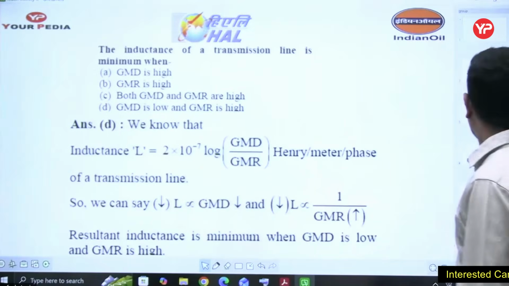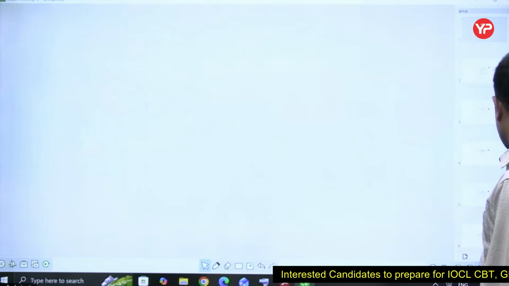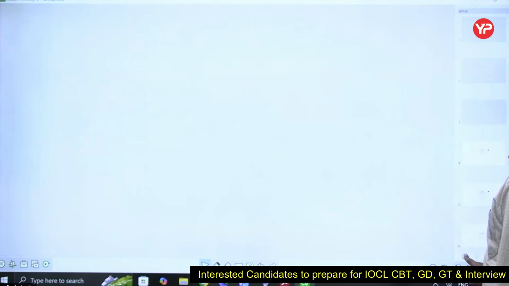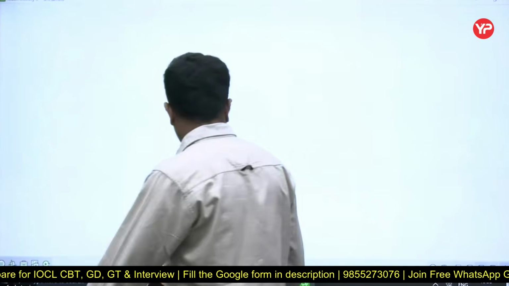Let's go for inductance, capacitance, resistance. We also calculated resistance, I remember, right? Then let me give inductance, capacitance, and all these things. Then you can start solving the problems, right? Yeah. The formula for inductance.